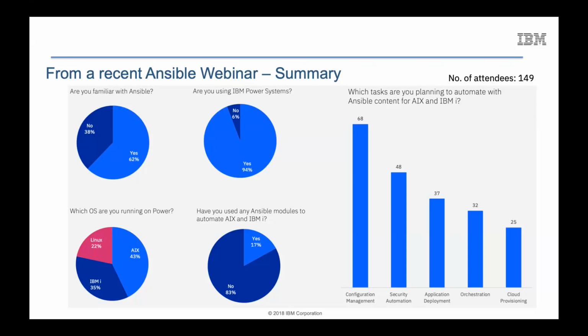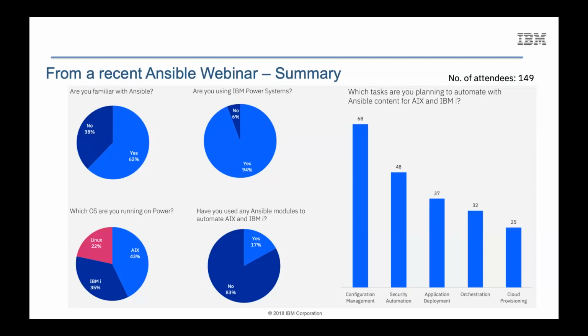So this is the first question. If you want to answer, you can type Q1 and then the answer. And my second question is, have you heard of IBM i support, or have you used IBM i support for Ansible? If you can answer with Q2 and your answer.